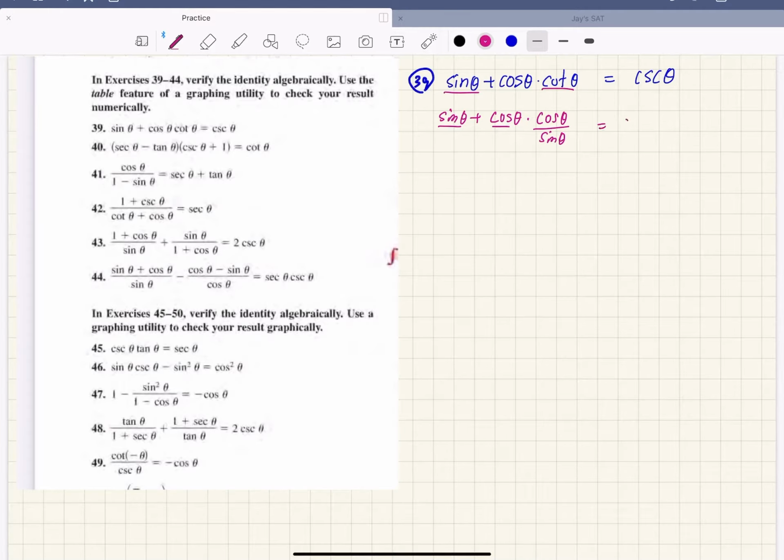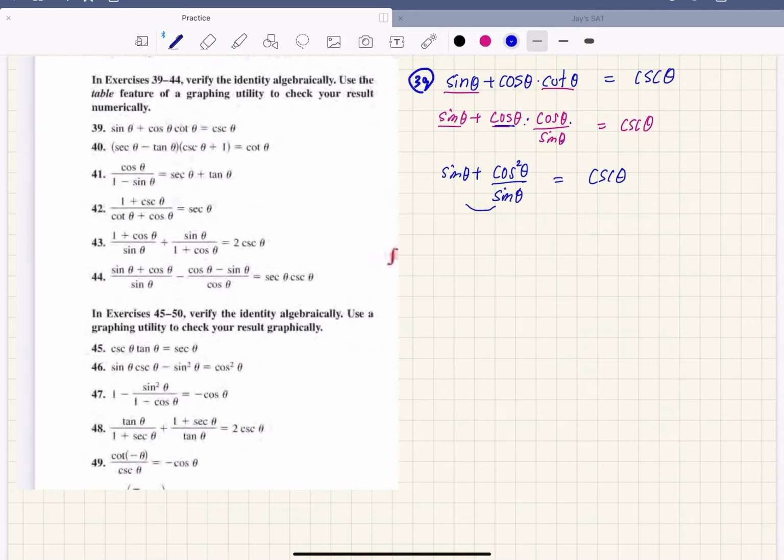The other side should be the same. And then you simplify. Sine theta is sine theta. Cosine theta times cosine over sine. Cosine times cosine is cosine squared theta over denominator sine theta, equals cosecant theta. Now I'm going to add these two.